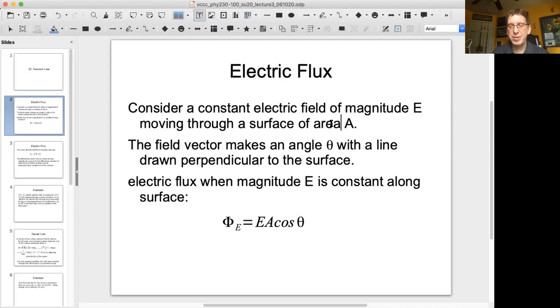So we're measuring the angle relative to a line that's perpendicular to the surface because it allows us to take advantage of the vector dot product. And if you remember from Physics 1, the dot product is a scalar product. So electric flux is a scalar product. And if you have a constant or a uniform electric field acting on a flat surface, the electric flux is equal to E times A times the cosine of theta, where again, theta is the angle that the electric field vector makes with a line perpendicular to the surface.